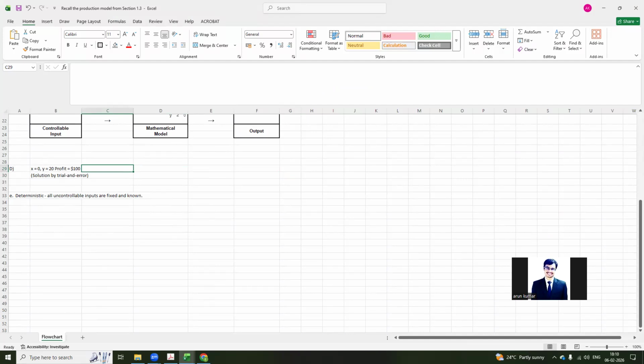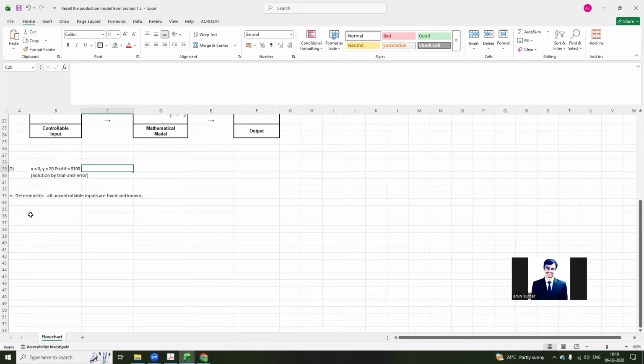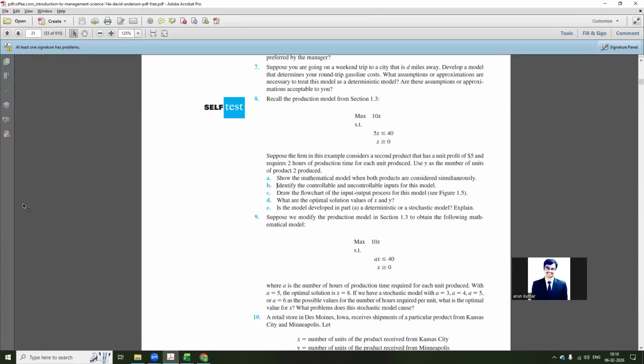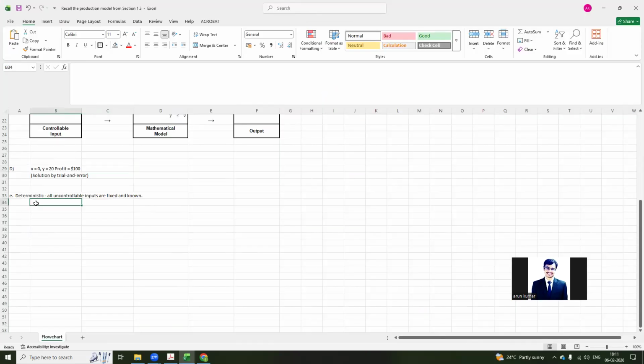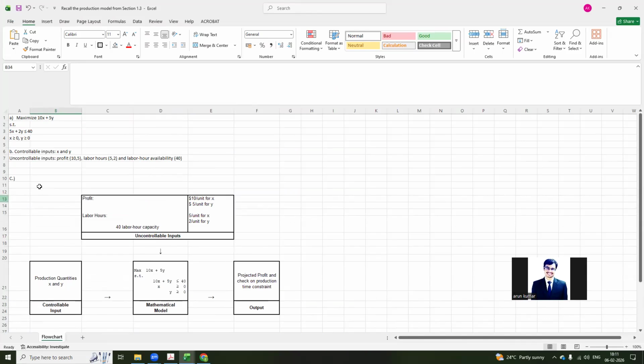Then part E, which asks whether the model developed in part A is a deterministic or stochastic model. Here it is deterministic because all uncontrollable inputs are fixed and known. We need to explain this here. Because all uncontrollable inputs are fixed and known, this is our deterministic model. So now these are all the answers for this question.